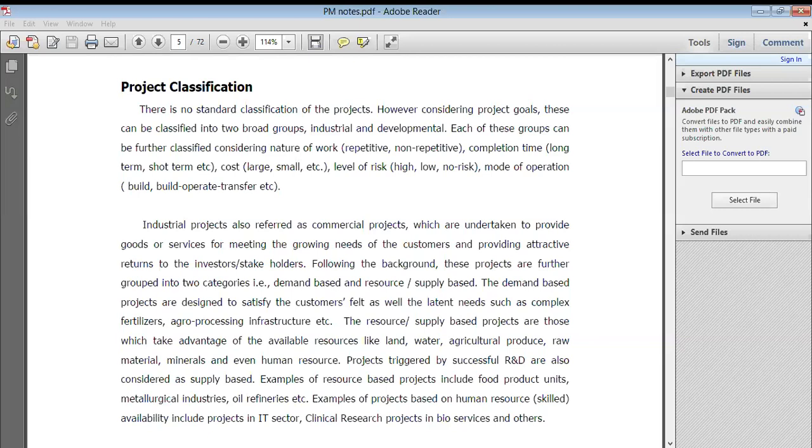Does anyone want to ask any question? No. A lot of students are not joining. Okay, no issue.